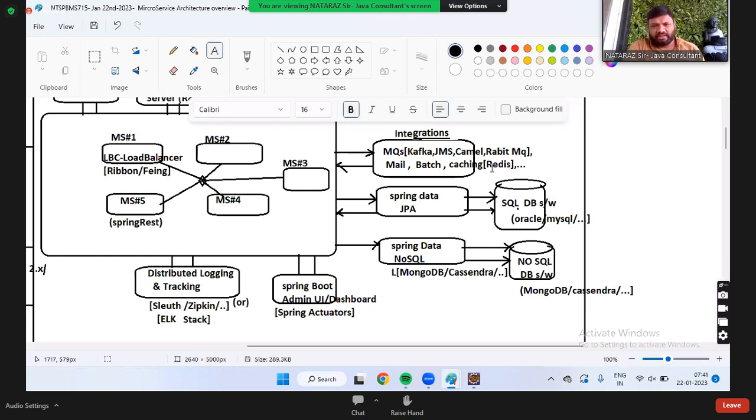Got the clarity, boss? Understanding? These are the possible integrations. In Servlet also we go for integrations. In Spring MVC also we go for integration. I've just listed possible integrations, boss.